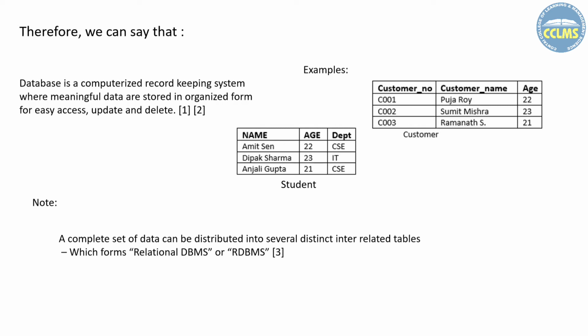Now, the complete set of data can be distributed in several distinct interrelated tables as well. That means your data may not fit into, or you shouldn't put your data in, a single table. In that case, instead of using a single table, you can use relational database tables as well.